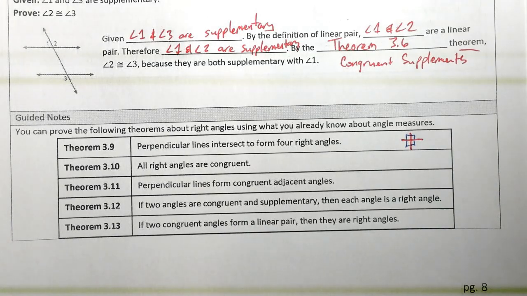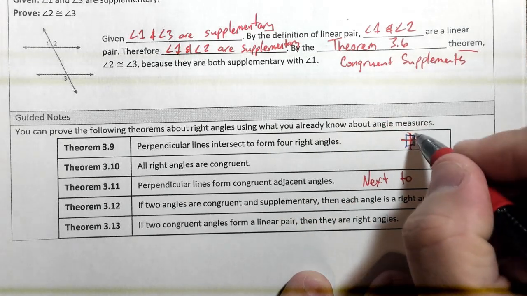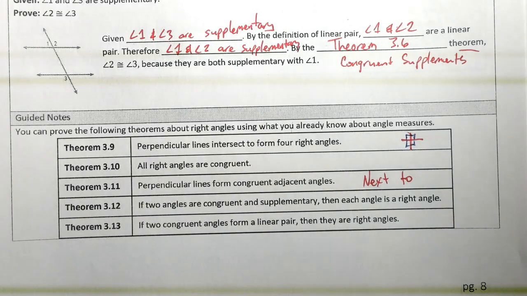All right, so 3.10 says all right angles are congruent. So if a right angle equals 90, they all equal 90 because that's the definition. So they're all congruent. 3.11, perpendicular lines form congruent adjacent angles. Adjacent means next to. So this guy and this guy, or this guy and this guy, or this guy and this guy. Either way. So yeah, the angles next to each other on perpendicular lines are all congruent because it's 4 right angles.